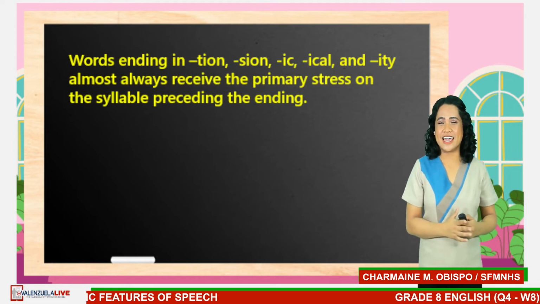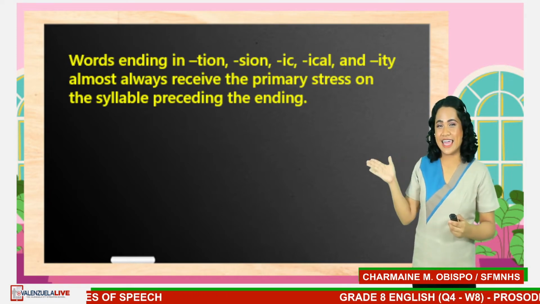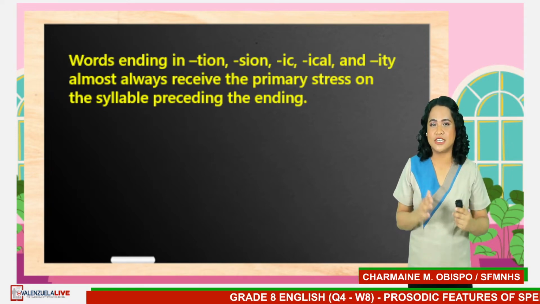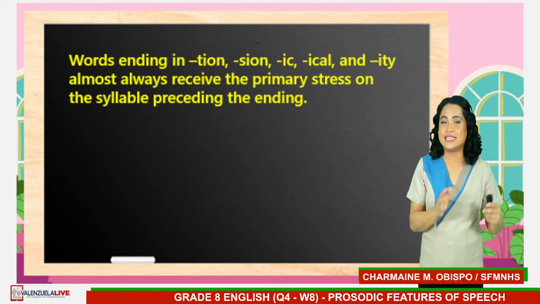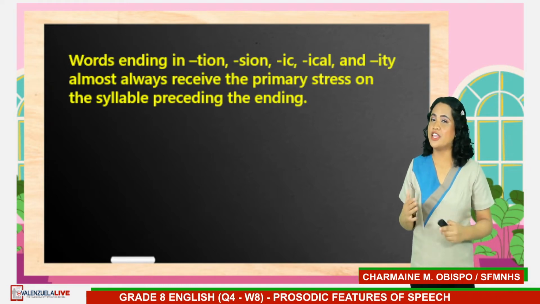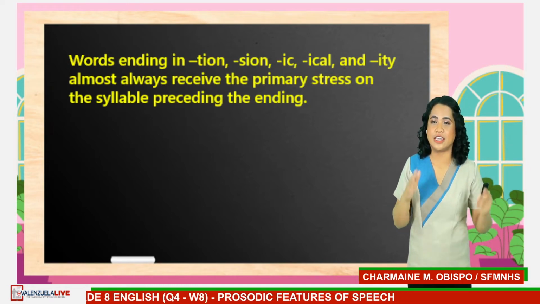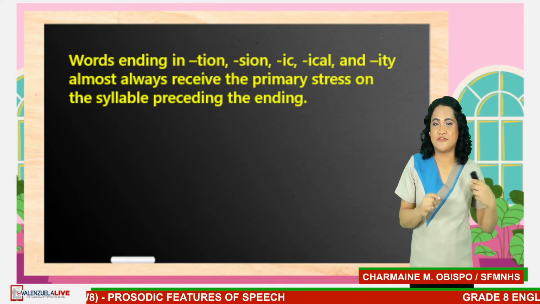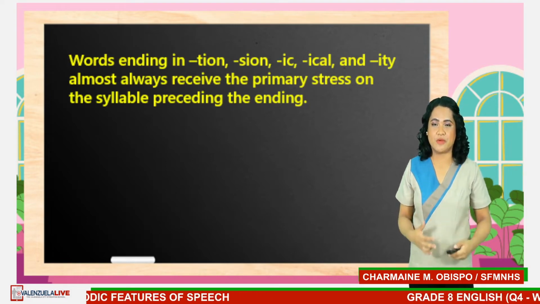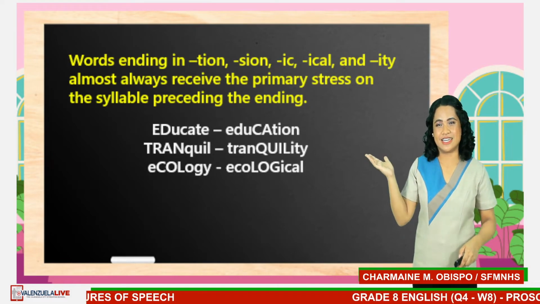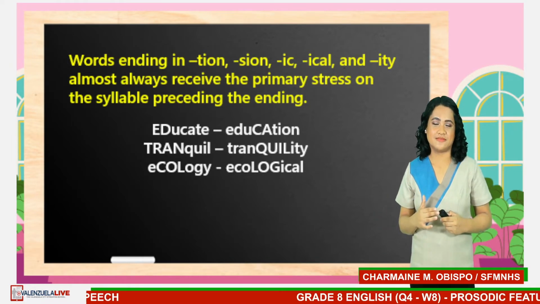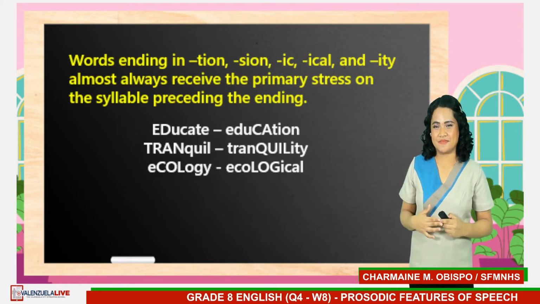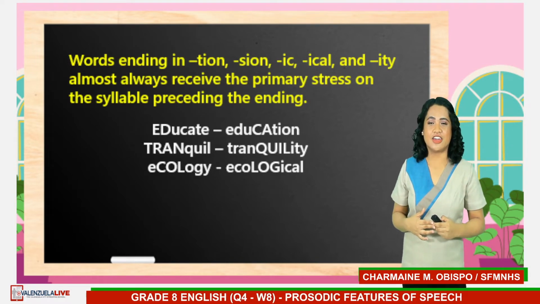Next, words ending in -tion, -ic, -ical, and -ity almost always receive the primary stress on the syllable preceding the ending. The addition of any of these suffixes may therefore result in a shift of stress. In short, the syllable before these suffixes receives the primary stress. Let's have these as examples. Educate, education, tranquil, tranquility, ecology, ecological.